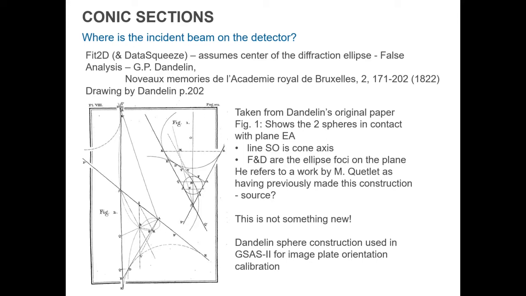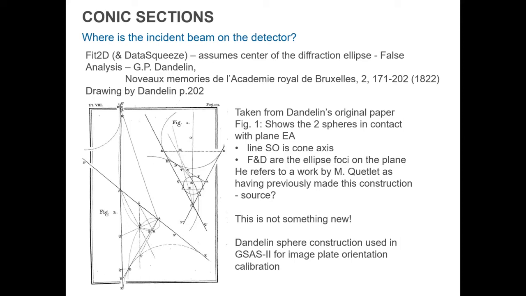Now, Data Squeeze is another program that was written that makes a similar sort of assumption, which is also incorrect. The correct analysis is 200 years old, by one G.P. Dandelin, who wrote in the Royal Academy of Brussels in 1822 the correct solution to this problem. And here's the figure out of his paper that I found on the web. The whole thing is in French, so I can't read it, but nonetheless, you can actually see his construction.